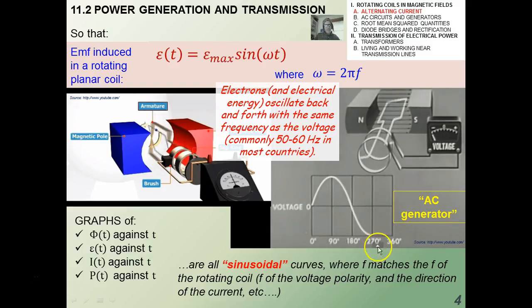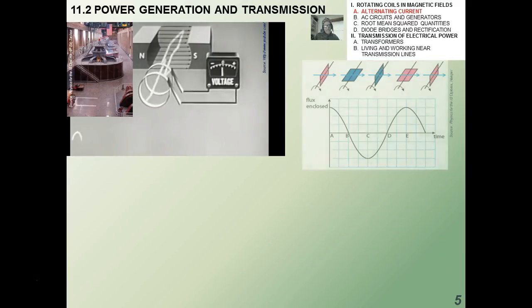So I'm going to talk about graphs of the flux as a function of time, the induced EMF as a function of time, the current as a function of time, and then the power delivered as a function of time. And the first thing I want to say is they're all very, very similar because they're all sinusoidal curves, okay? Remember, a cosine function is a sinusoidal function. This term sinusoidal refers to anything that looks like a wave, like up and down, okay? And the frequency matches the frequency of the rotating coil in all cases, okay?